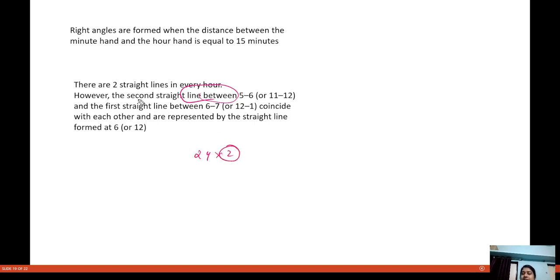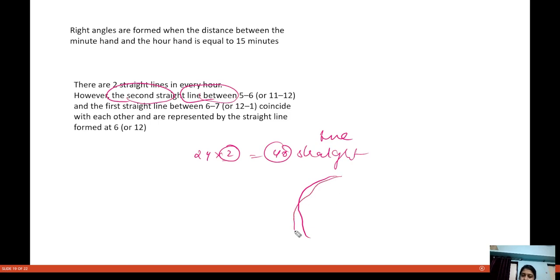So we will consider two straight lines per hour, so we will have 48 straight lines. We'll have 48 times the straight line is made on the clock in 24 hours. But look at this thing. Let us make a clock.